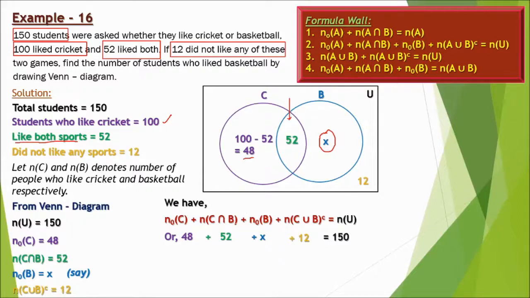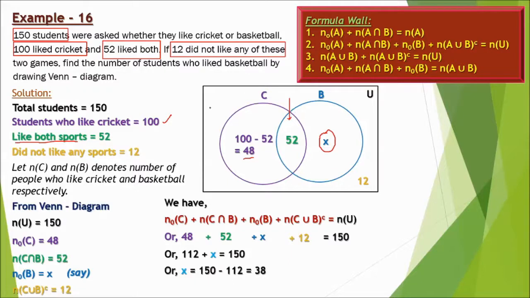So if we add 48, 52 and 12, we get 112. And we can change the position of 112 from the left hand side to the right hand side, which gives X equals 38.